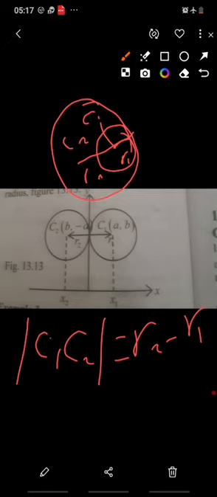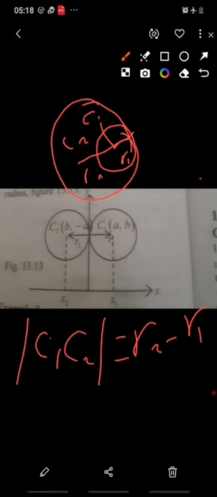So to be able to get the magnitude of the distance between their centers, you have to subtract the radius of the smaller one from the radius of the bigger one. So this is how you get it when they touch internally. This is how you go about it.